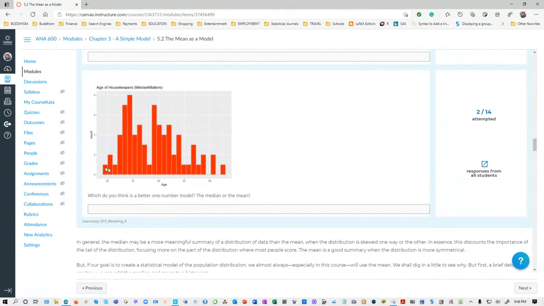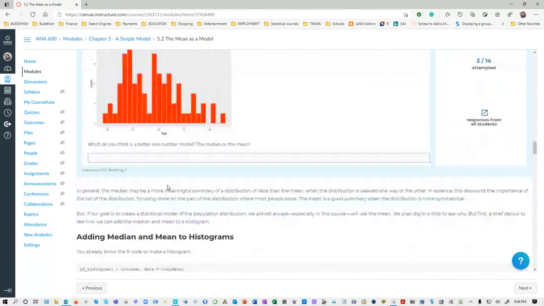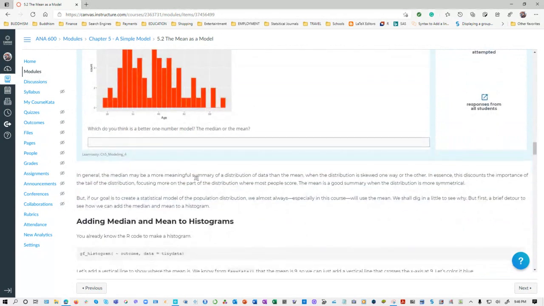A better number model. In general, the median may be a more meaningful summary of a distribution of data than the mean when the distribution is skewed. We mentioned that one, one way or the other. In essence, the median discounts the importance of the tail of the distribution, focusing more on the part of the distribution where most people score. The mean is a good summary when the distribution is symmetric.